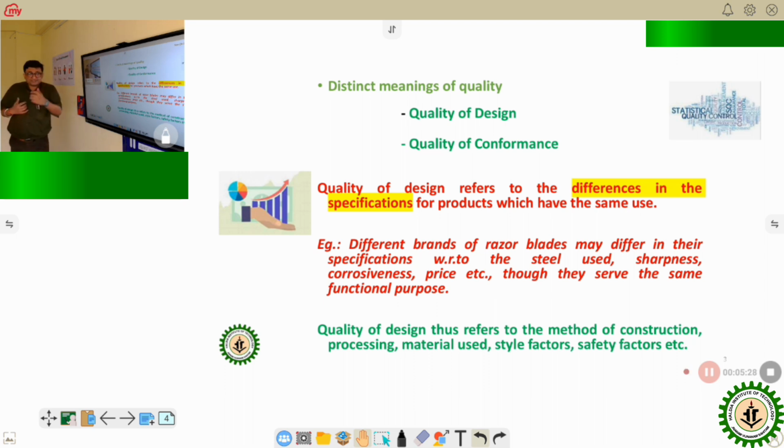So design wise we will try to obtain the whole part of it, and we will try to minimize the state, because if we do it experimentally it will take a tedious amount of time which is not required, or we cannot reach the goal that we want to reach in a short period of time. So the definition of quality of design basically refers to the differences in the specification of products which have the same use.